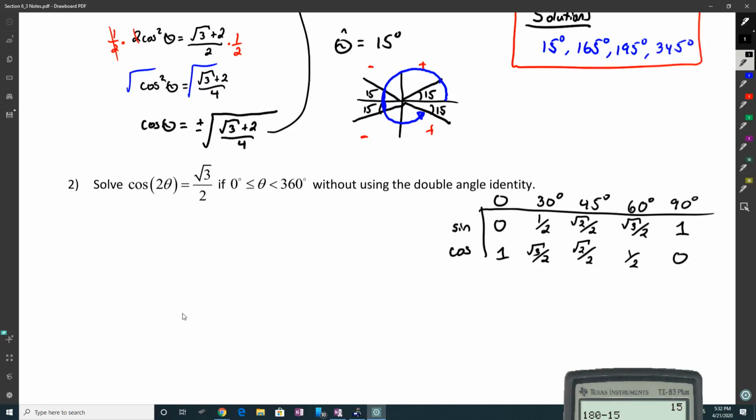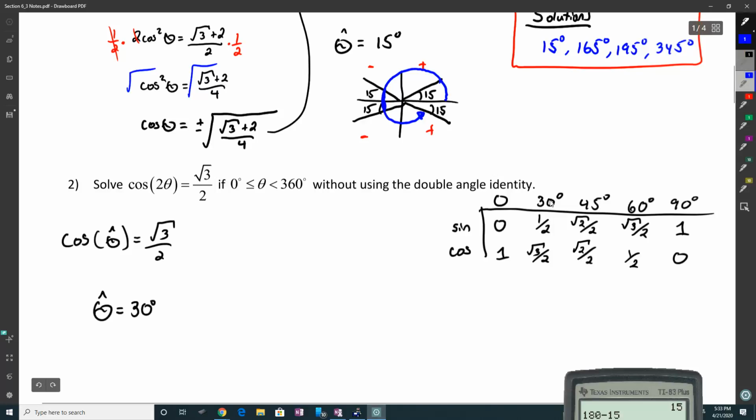So if I look at this and I just think of it as cosine of a reference angle equals square root of 3 over 2, then my reference angle is 30 degrees. And notice that this is positive. So I have positive 30. Remember, cosine is positive on quadrant 1 and quadrant 4. Have 30 degrees this way.